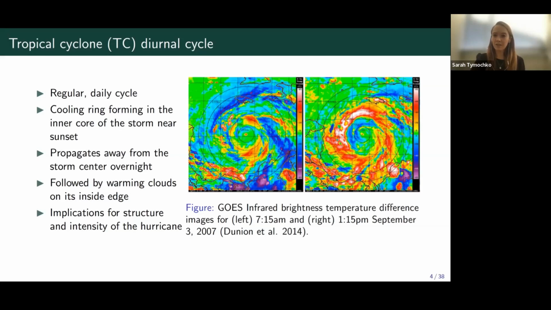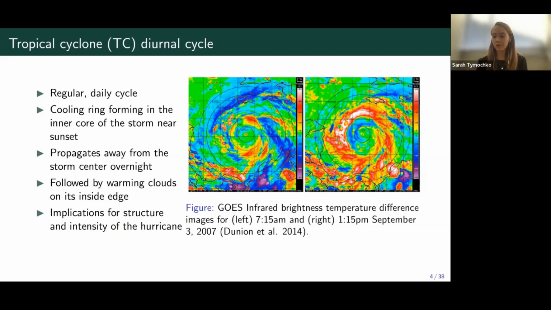And so this particular cycle can be seen as a cooling ring that starts towards the middle of the storm and propagates away from the storm over time. And this repeats on a daily basis. One thing to note is this is a cooling ring, not a cold ring. So it's a change in temperature where there's some ring in the hurricane. In that region, the temperature is dropping faster than anywhere else in the hurricane.